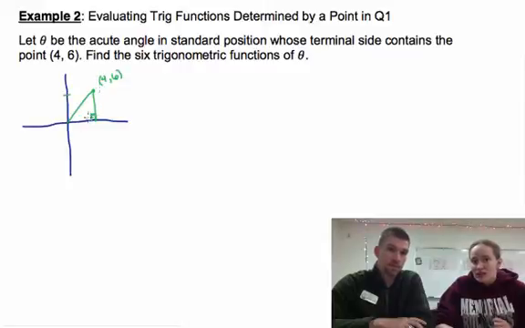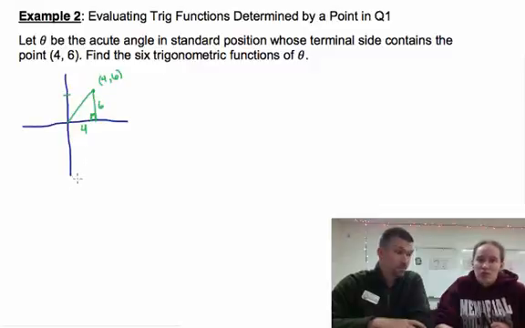And since x is this way, that means left and right. That's 4, and up and down would be 6, and we get those numbers from this point because we had to go 4 out and 6 up. Brilliant. So since we need to find all 6, we should probably find the hypotenuse.